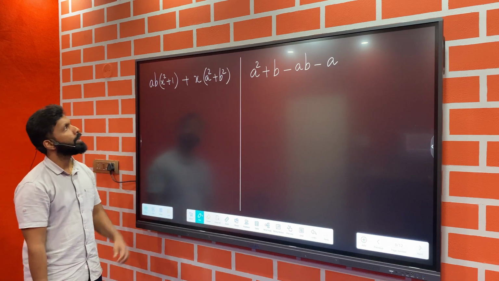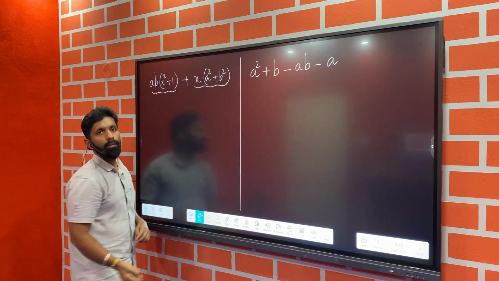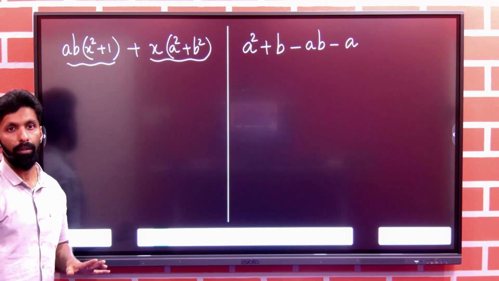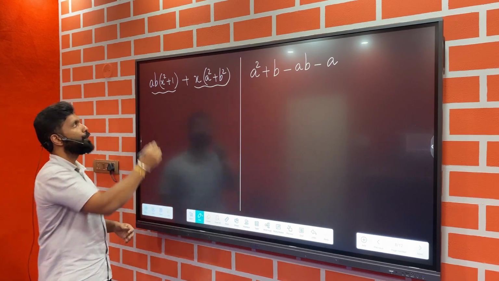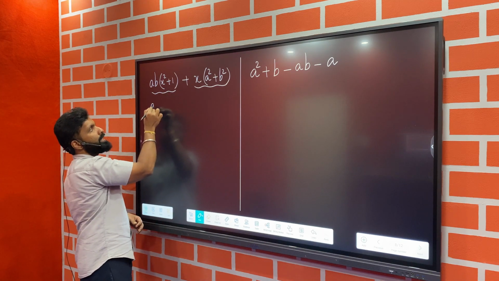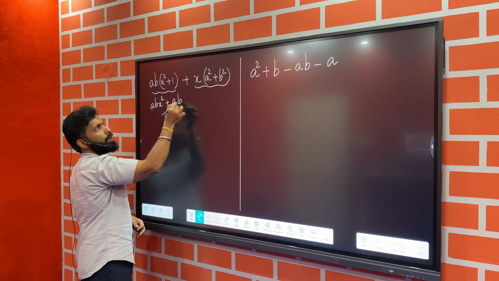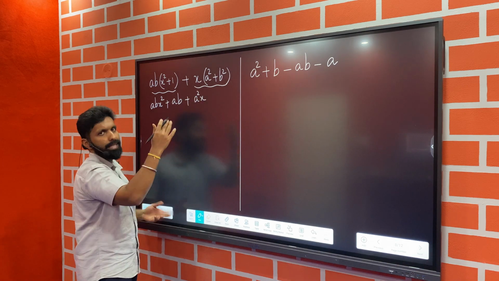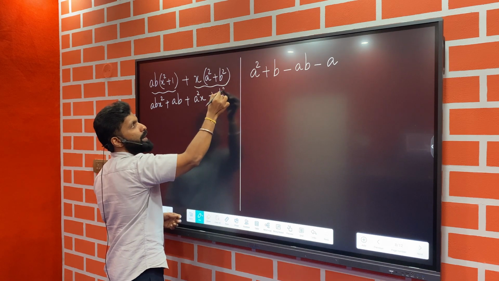See this. You can very clearly see there are two terms here. But is there anything common? Nothing. Absolutely nothing common. So what do you do here? When you really don't know what to do, you first open the brackets. Let's see if that helps you. So AB into x square is ABX square. AB into 1 is AB, plus x into a square is a square x, plus x into b square is b square x.